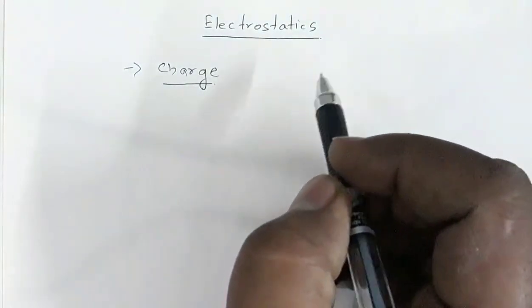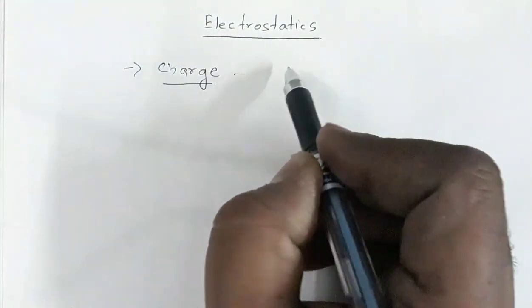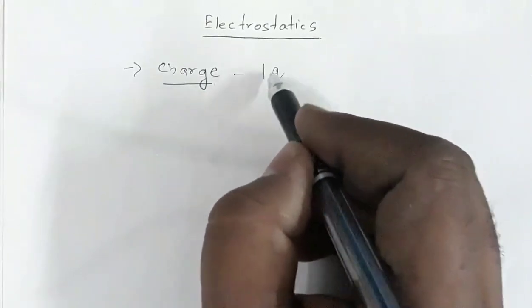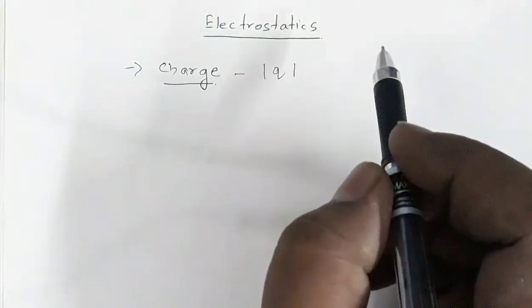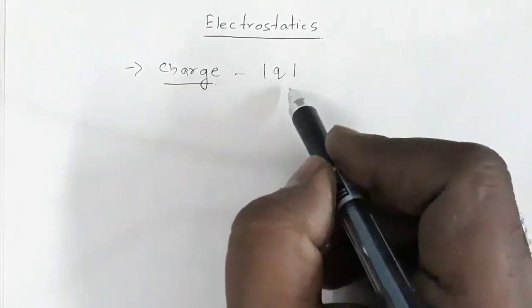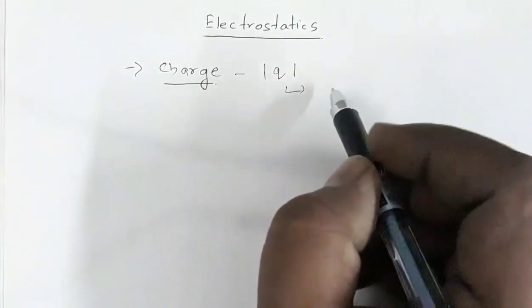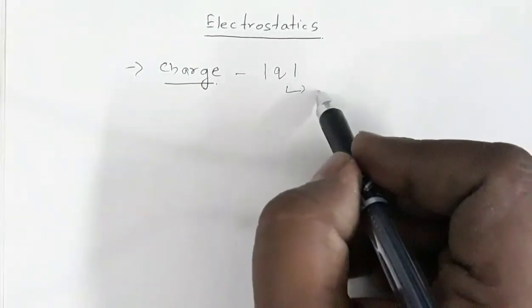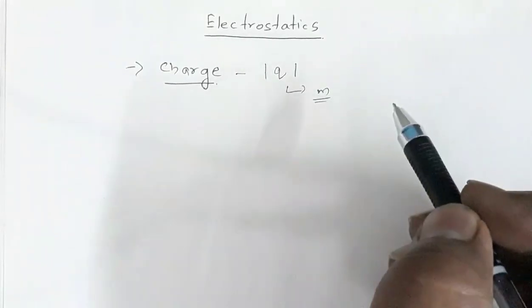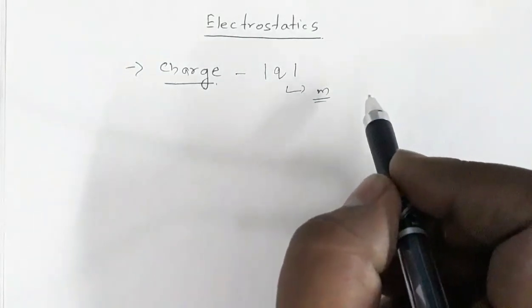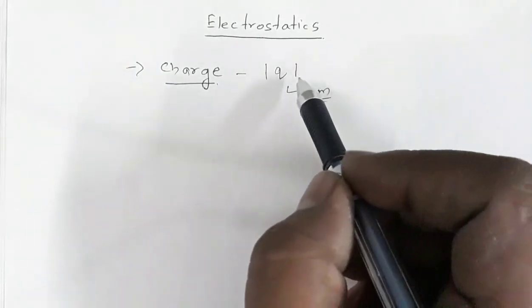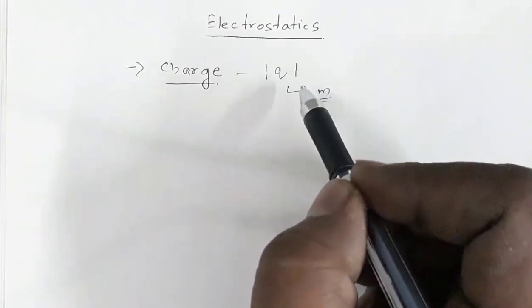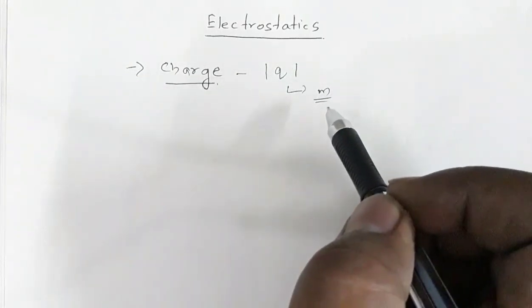Now charge, the magnitude of the charge is unaffected by motion. So it is unaffected by motion. It behaves just like mass m. So mass m is unaffected by motion under normal velocities. Similarly, this charge on a body is unaffected by motion.